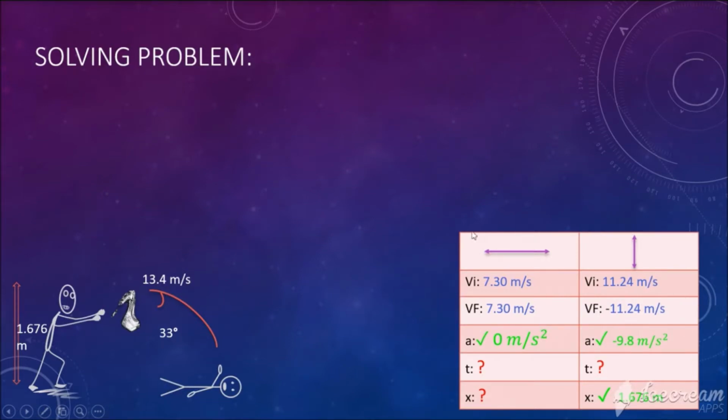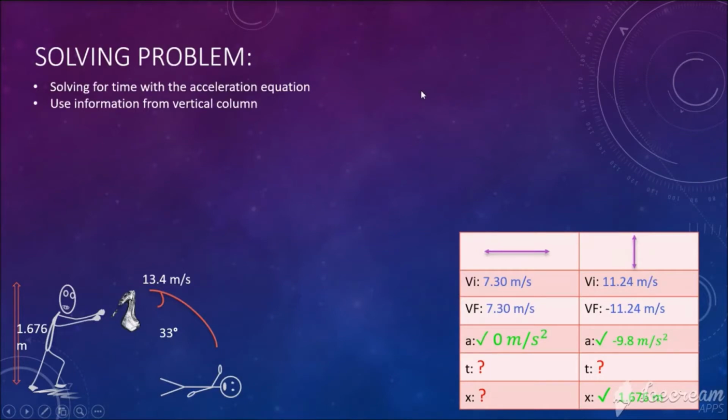Now that we have the initial and final velocities of both, we can solve for time using the acceleration equation. We're going to use the information from the vertical column since we don't have enough from the horizontal column. And keep in mind the time for the vertical and horizontal is the same, because the shoe is going to hit me at the same exact time. The horizontal time is not going to go faster than the vertical time, because time's time.